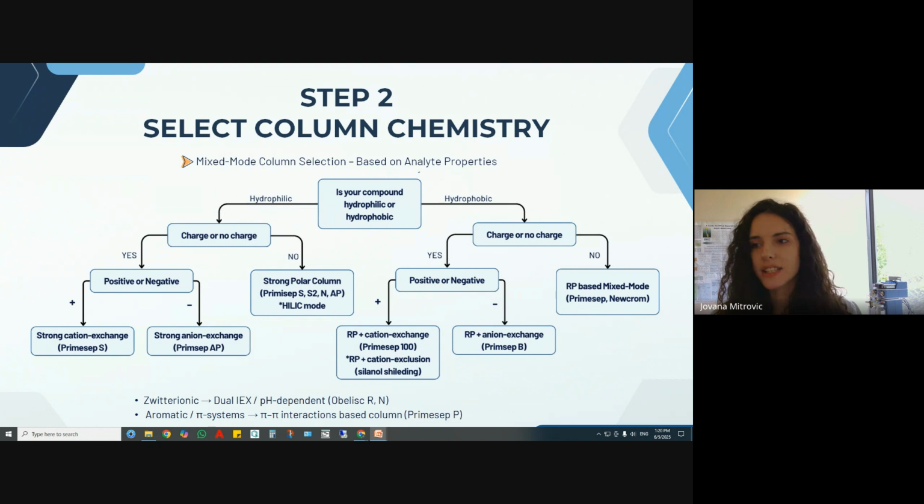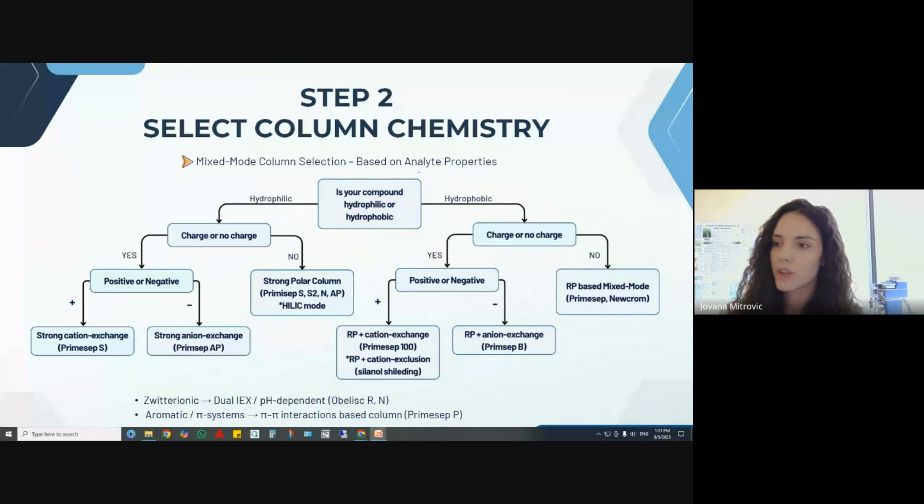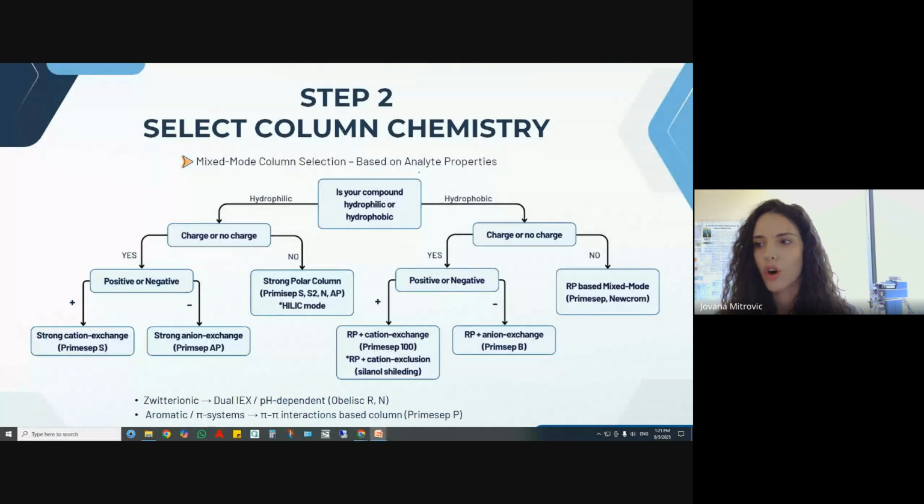So let's walk through how to select the right mixed mode column based on the key properties of our analyte, using just a simple decision process. First, we have to ask ourselves, is the compound hydrophobic or hydrophilic? If the compound is, for example, hydrophobic, we focus on reverse phase-based mixed mode columns. On the other hand, if the compound is hydrophilic, we look at the strong polar columns or HILIC modes.